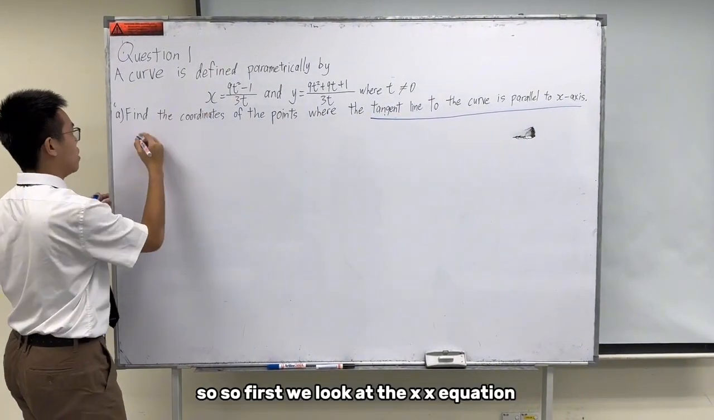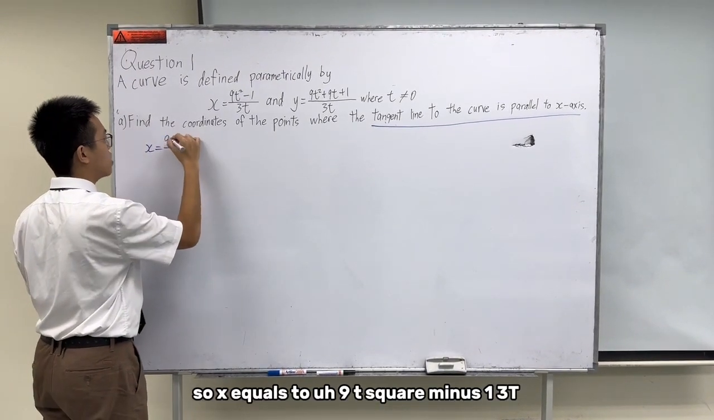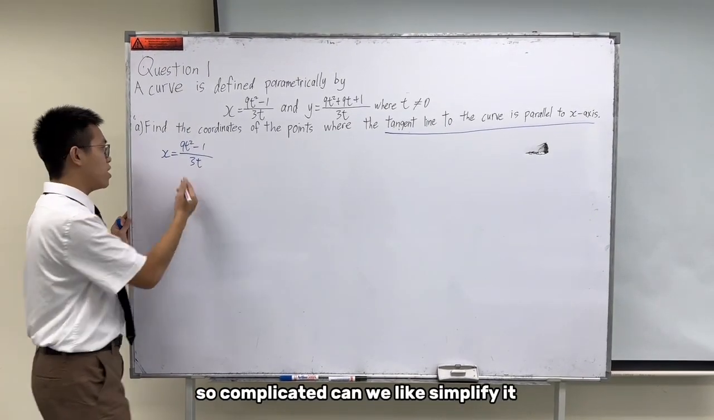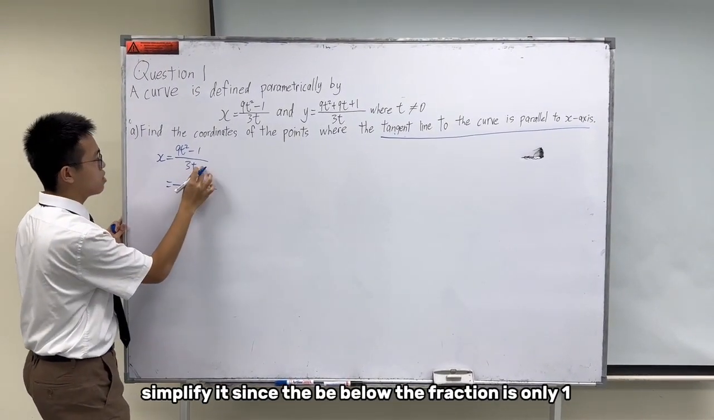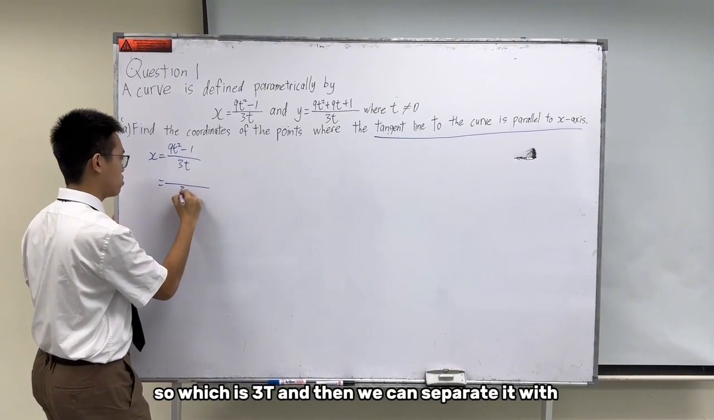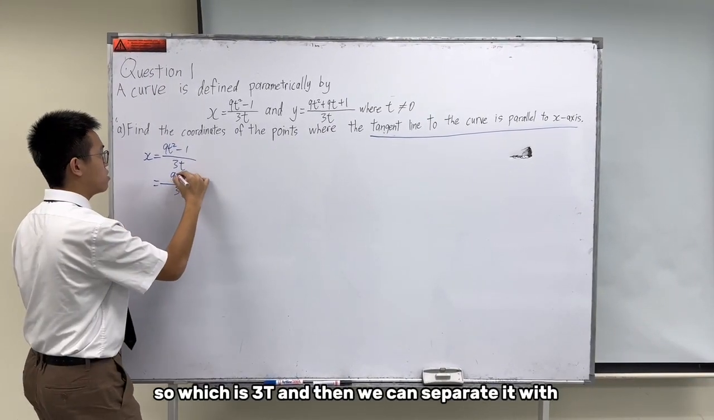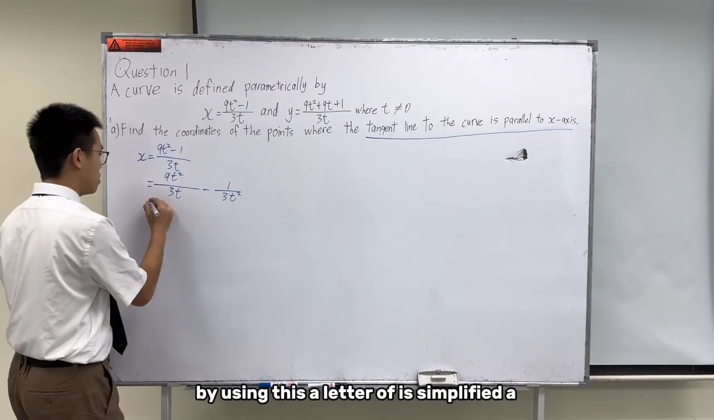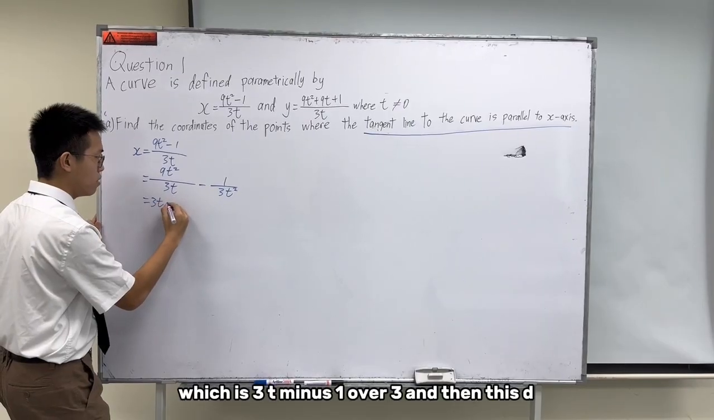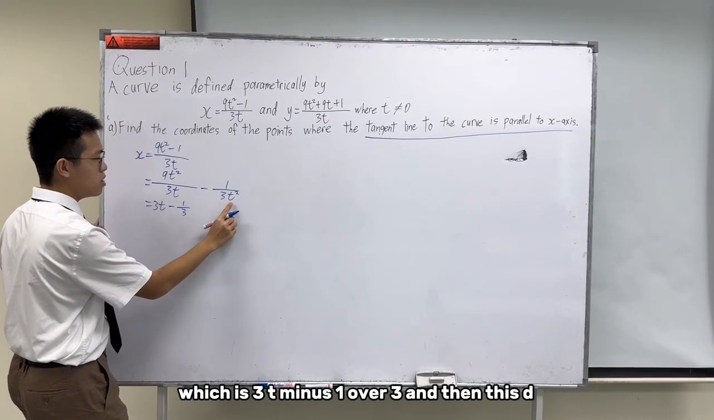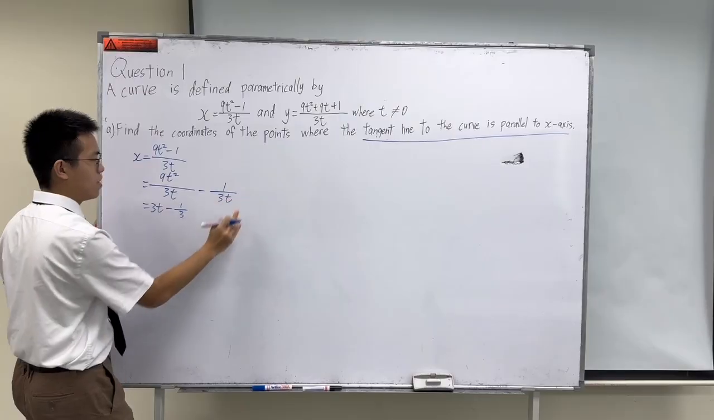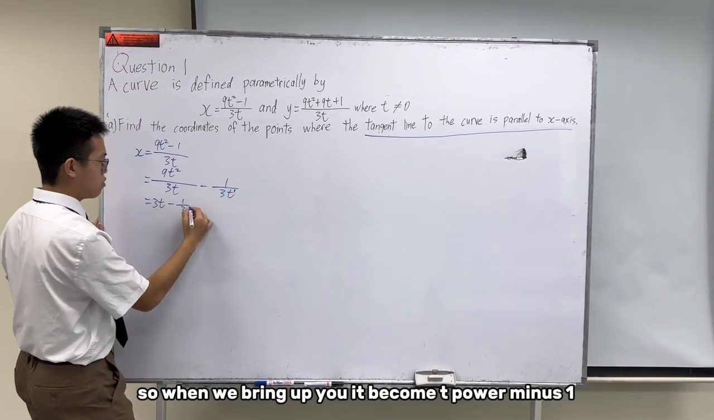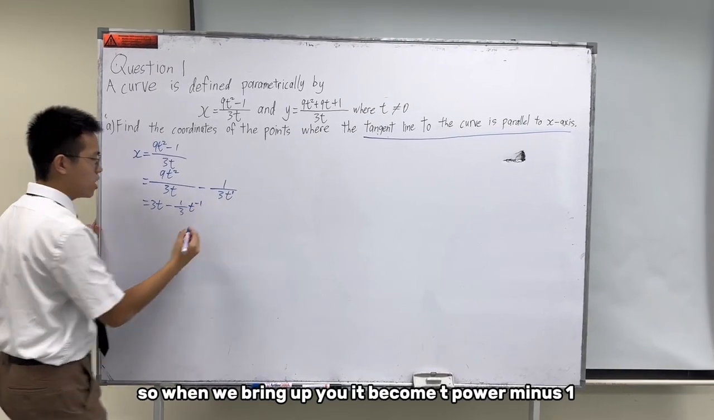So first we look at the x equation. x equals (9t squared minus 1) over 3t. So complicated. Can we simplify it? Since the denominator is only 3t, we can separate it and simplify again, which is 3t minus 1 over 3t. Since t is in the denominator with power 1, when we bring it up it becomes t to the power minus 1.